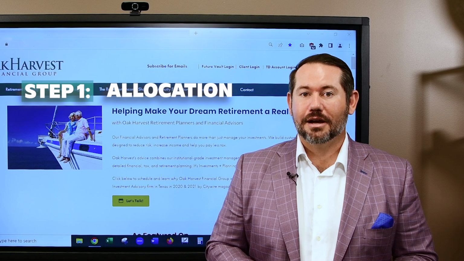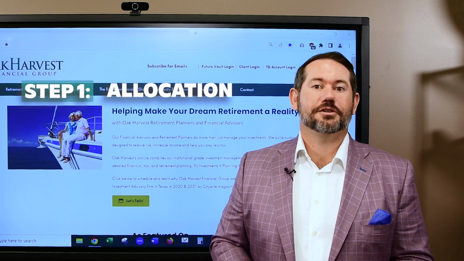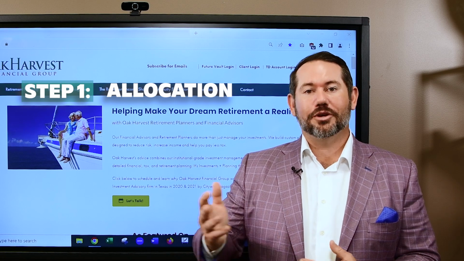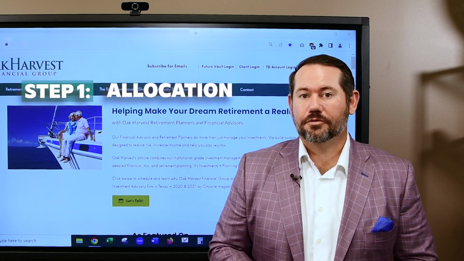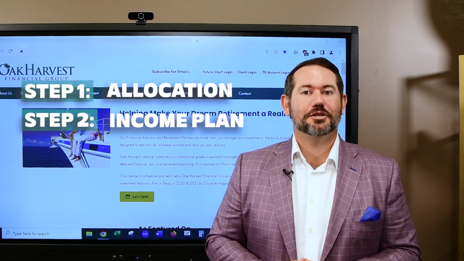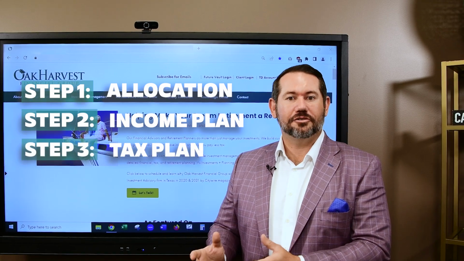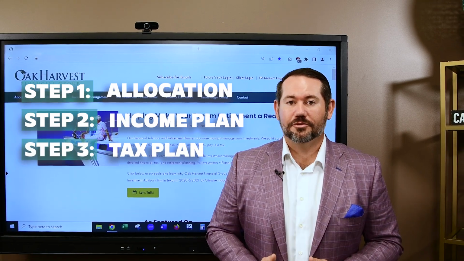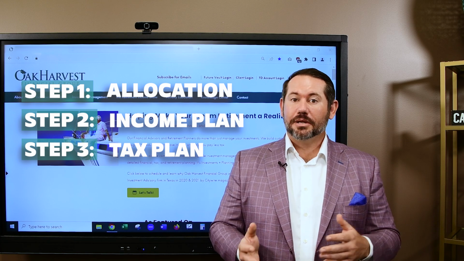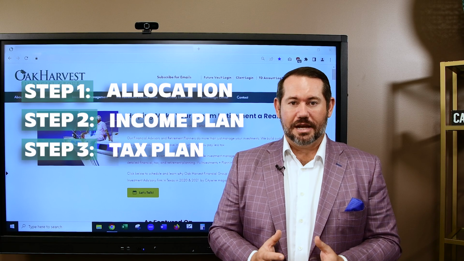Have to make sure we're in that comfort zone there, but also are in a position to achieve expected returns that help you draw income, reach your goals, everything we've talked about so far. Once we've had that allocation, we can start to develop the income plan, which is step 2. And then now that we have income, we can really start the tax planning discussion.